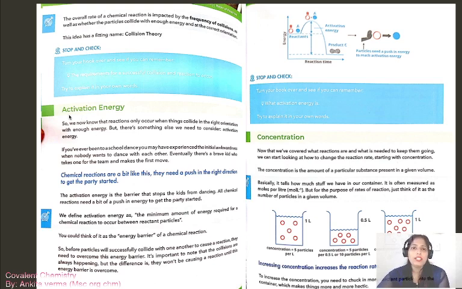So next is, if you know the idea of collision theory, then what is the activation energy? What is the activation energy? They are explaining that chemical reactions are a bit like this. They need a push in the right direction to get the party started.